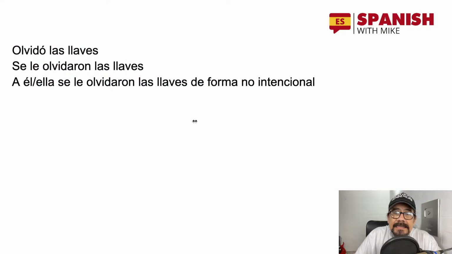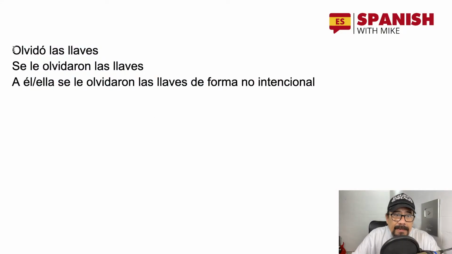Then the reflexive pronoun, an indirect object pronoun, le, because it's for him, for he, le. And then las llaves, it's an object that is plural. So we take olvidó and conjugate that for the third person in plural, olvidaron. So we say se le olvidaron las llaves.